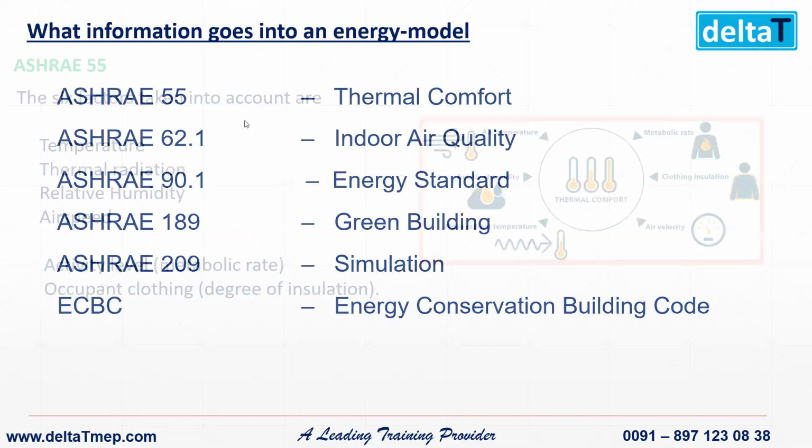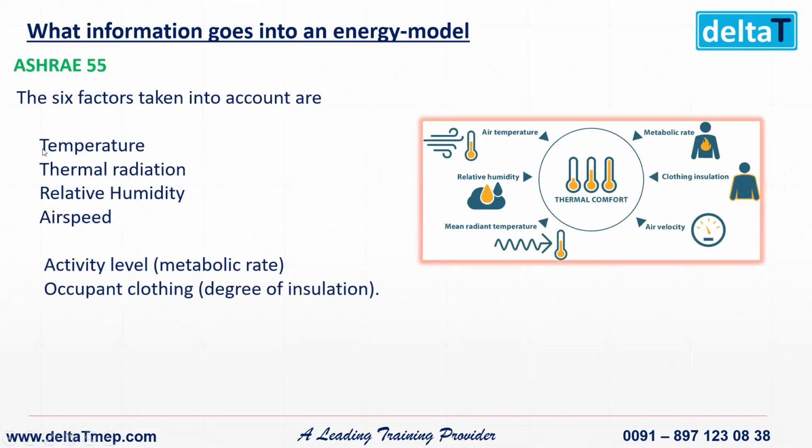Okay, and then you see here, this is ASHRAE 55. It's about temperature, thermal radiation, relative humidity, air speed, and then activity level, what type of activity is done in a space. Imagine if it is a restaurant, the metabolic rate is different. If it is a gym, our metabolic rate is different. If it is an office, if it is a bedroom, activity level is different, right?